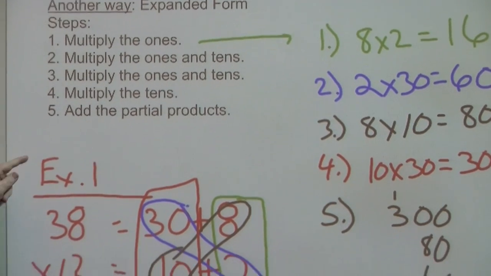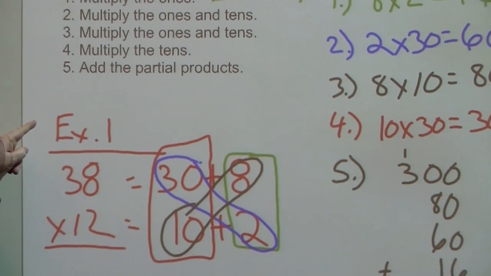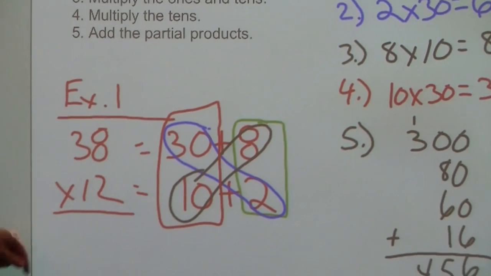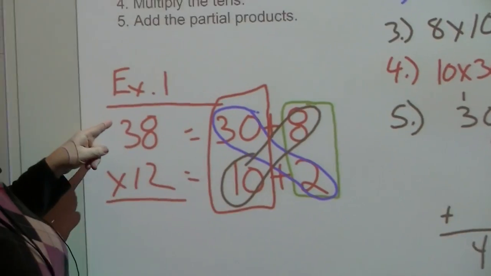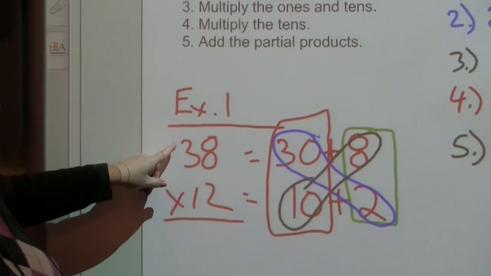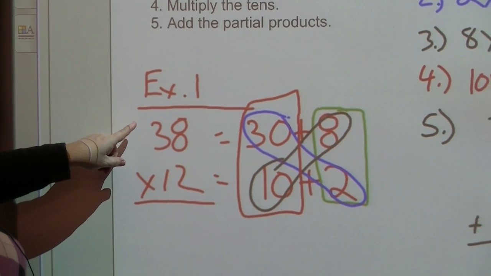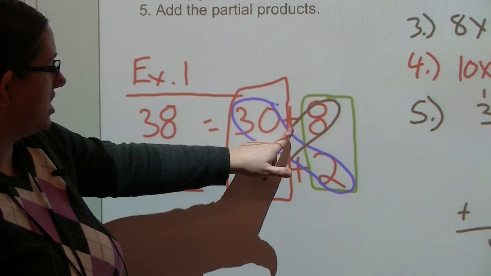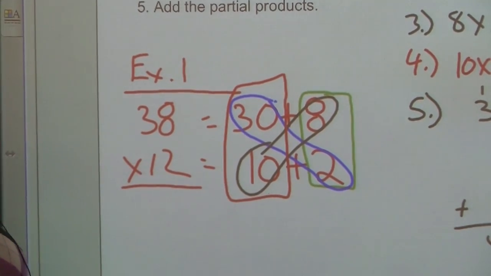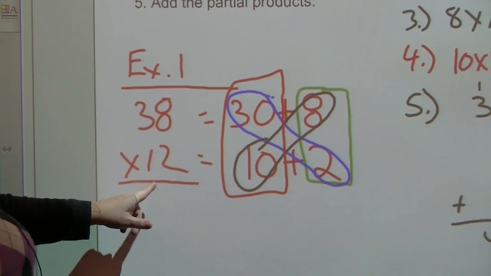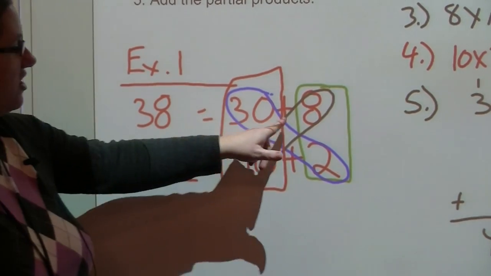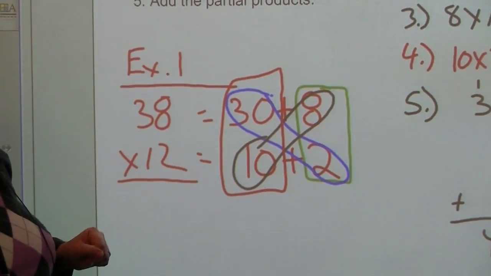Our first example, we'll go back to our first problem of the car washes, and we're going to do 38 times 12. So what you want to do is put these numbers in expanded form, and then multiply them. 38 gets broken down to 30 plus 8. 12 in expanded form is 10 plus 2. So once you have broken them down in expanded form, then you're going to follow your steps.